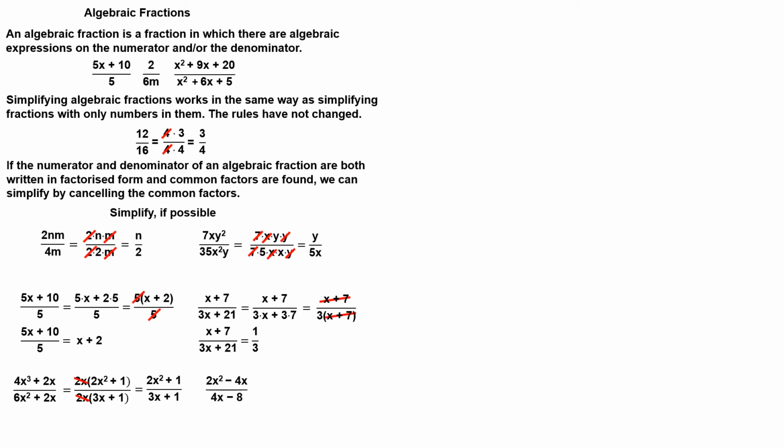To factorize the numerator, we have to find the highest common factor of 2x squared and minus 4x. 2x is the highest common factor. To factorize the denominator, we have to find the highest common factor of 4x and minus 8. 4 is the highest common factor. In this fraction, the common factor is x minus 2. After cancelling, we divide both numerator and denominator by 2.